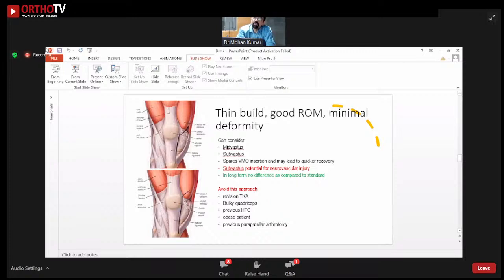One is that you have to be really familiar with it. Second thing, the patient should be very lean. The deformity should not be severe. And in cases of revision, take care. When the quadriceps is too bulky, when there is a history of a previous HTO, and in obese patients, in all these patients, you have to avoid the subvastus as well as the midvastus approach.